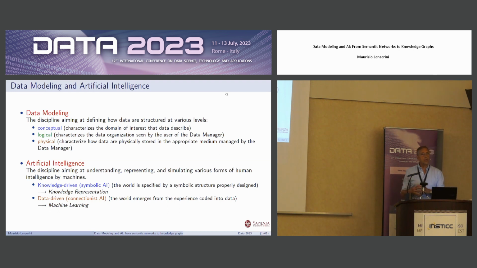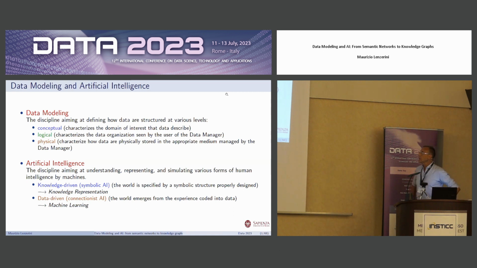Knowledge-driven, also called symbolic AI, means that you try to build an artificial intelligence system by specifying the knowledge of your domain and then trying to develop intelligent behavior based on the symbolic representation you have built. And the topic and the field which is central to this approach is knowledge representation. It's a kind of field that obviously we will mention many times during this talk.